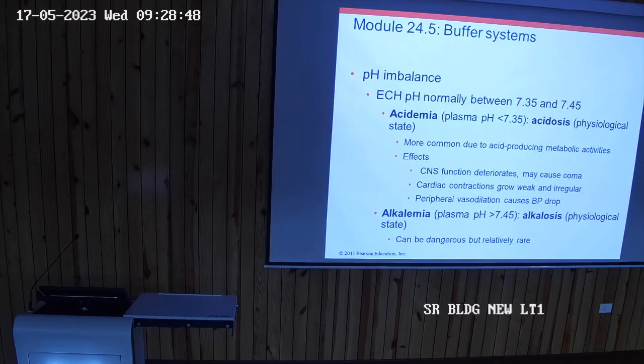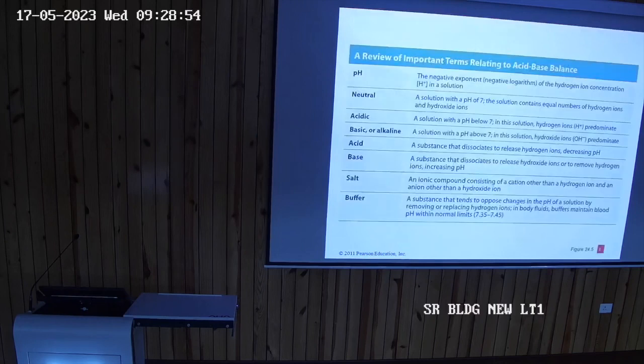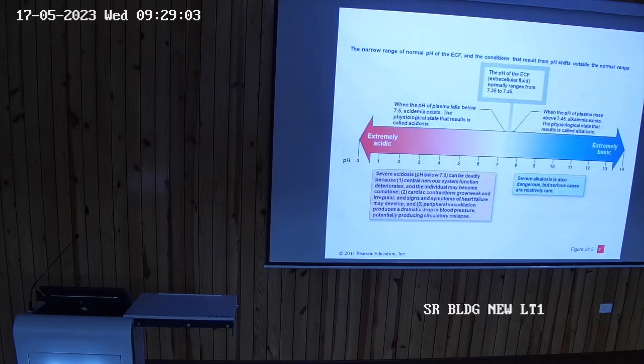Alkalemia is more than 7.45. Physiological state can be dangerous, but relatively it is rare. Important terms relating to this acid-base regulation: the narrow range of normal pH of ECF and the conditions that result from pH shift outside the normal range. So why is it important? If it is below 7, it can be deadly. As we know, it is affecting the central nervous system. Cardiac contractions grow weak, peripheral vasodilation. Severe alkalosis is also dangerous, but serious cases are relatively rare. It is more of the acidemia or acidosis that takes place.